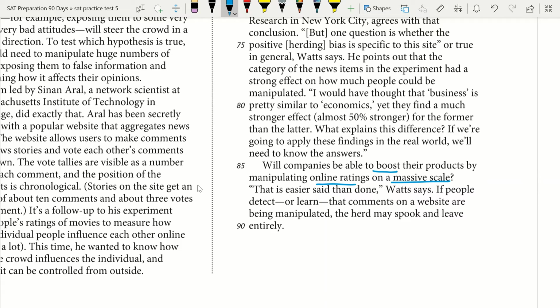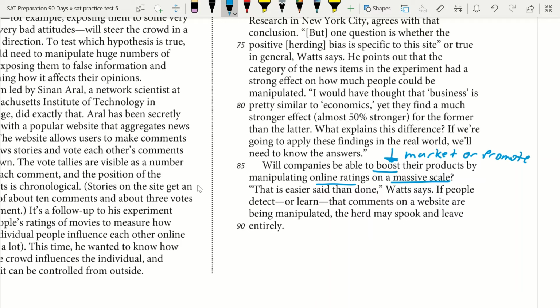Okay, so this passage, you would obviously have context going into it because you would have read it. This passage is talking about online reviews and how they can be swayed by user choice and how companies could potentially use that to boost their products. Now, boost in this case would most nearly mean market or promote. Okay, they want to use those to market or promote their products. So I'd be looking for either of those.